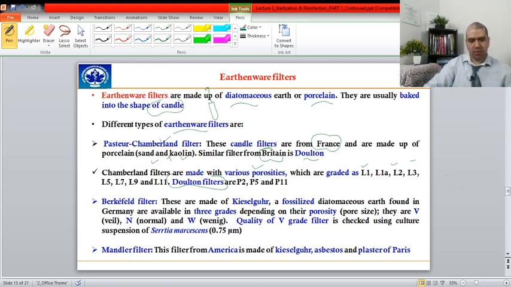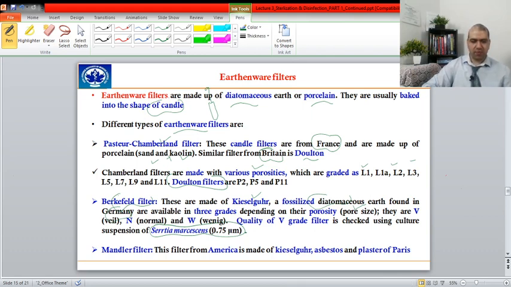We also have another kind of earthenware filter, that is the Berkefeld filter. These are made up of kieselguhr, a fossilized diatomaceous earth that is found particularly in Germany, and they are available in different grades depending on their porosity, that is pore size. They are V, viel, N, normal, W, wenig. The quality of these V grade filters is checked by using a culture suspension, particularly of Serratia marcescens, which has a size of 0.75 micrometer. So we can use it as a control to see whether our filter is working or not. If it stops this Serratia marcescens, it means the filter is working well for us.